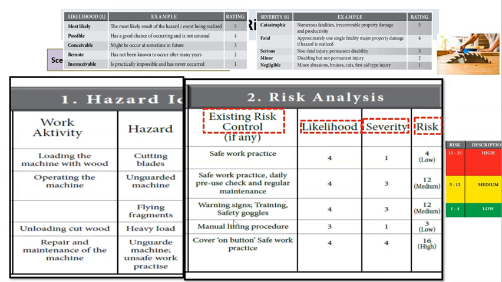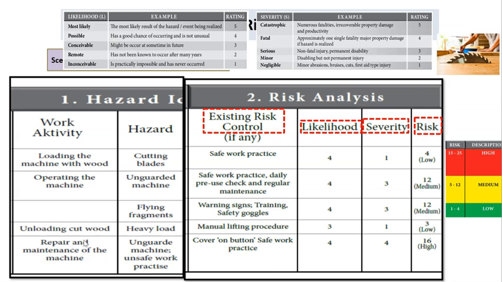They have the warning sign, they have the safety goggles, and also training. So they put likelihood as 4, and the severity as 3. So 4 times 3 is 12, is under medium. On the heavy load hazard, they have the manual lifting procedure. Likelihood is 3, severity is 1. So 3 times 1 is 3, considered as low.